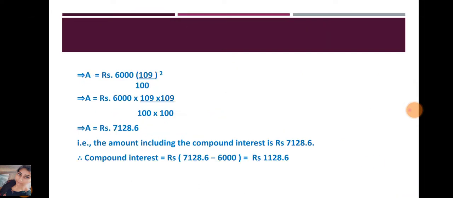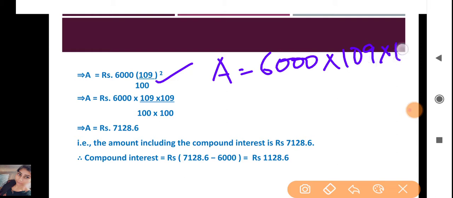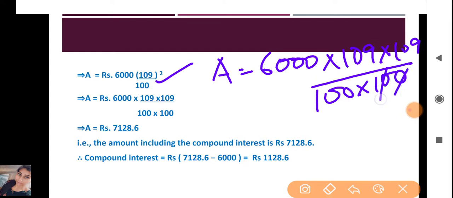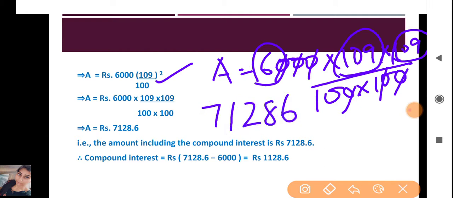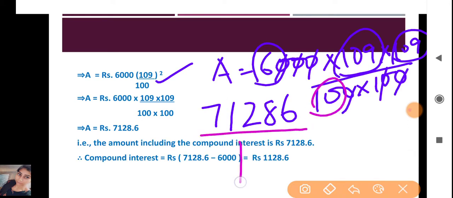Now let us see the next slide. Then A will be equal to 6,000 times 109 by 100 times 109 by 100. So the zeros cancel. Now you have to multiply 109, 109 and 6. After multiplication you are going to get 71286. You can check your multiplication. I have already multiplied, so I am just telling you. The denominator is 10, so I am dividing by 10, and you put a decimal point here. So this is my answer, 7128.6, which is the amount.